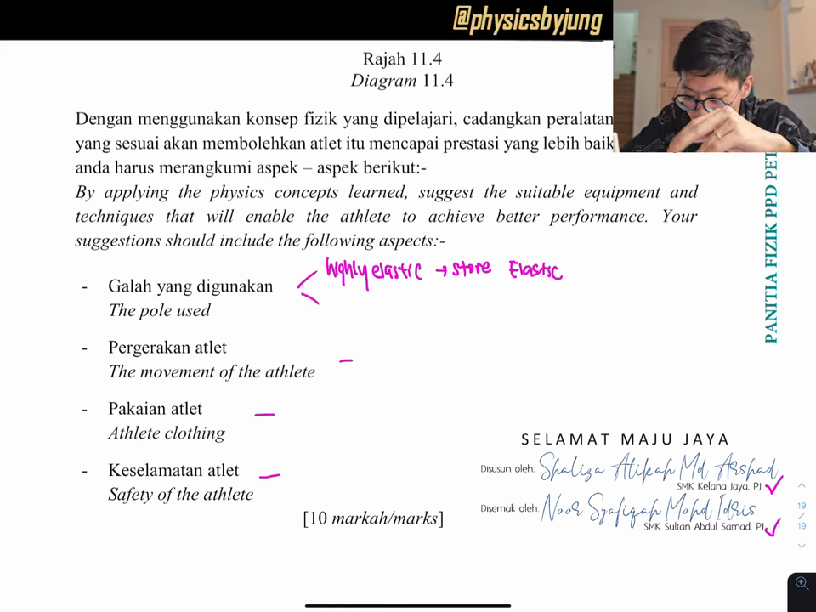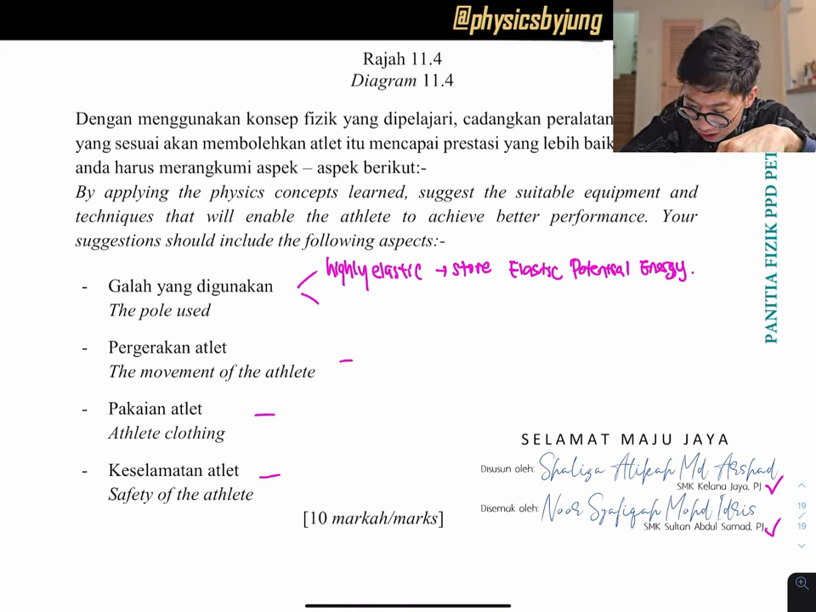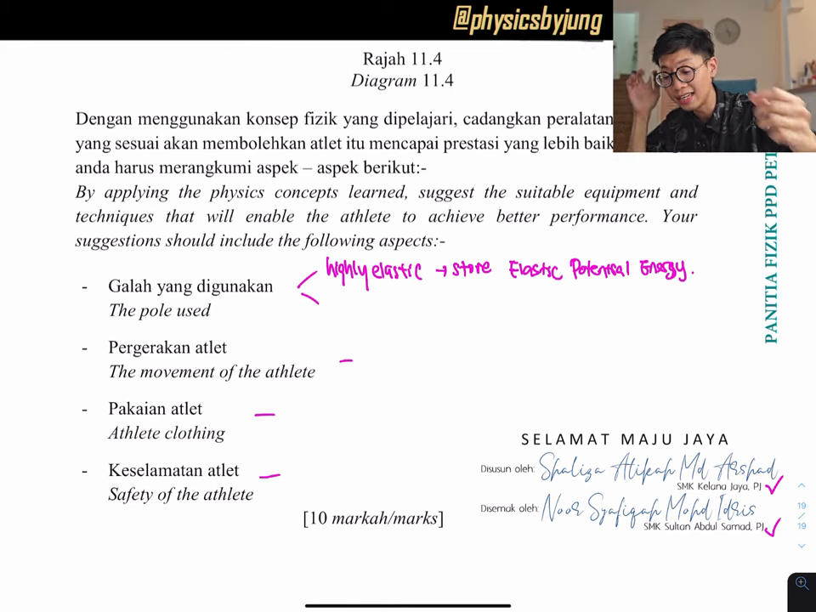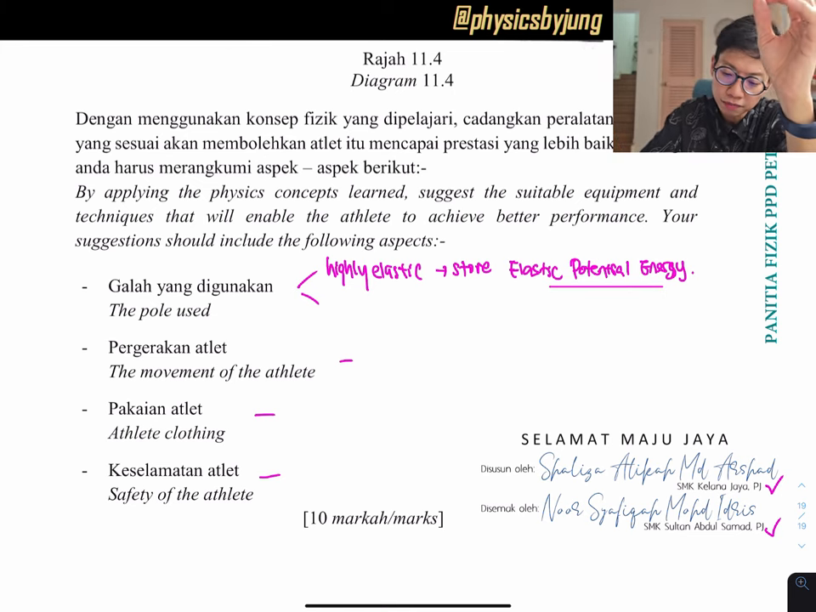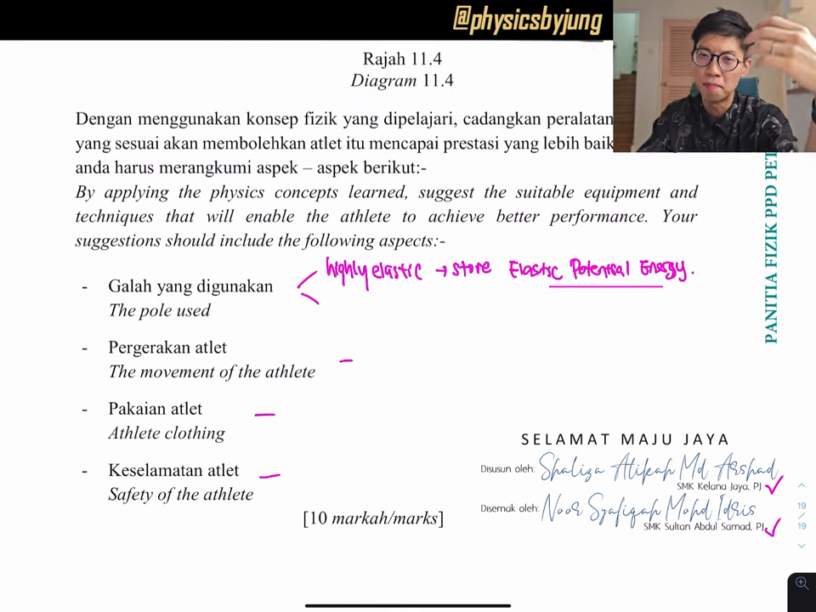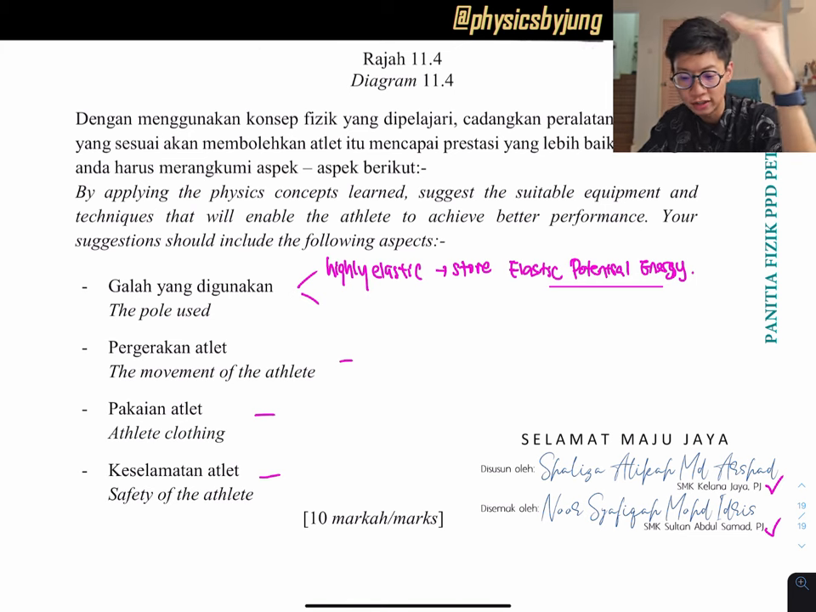So what do I want it to store? I want it to store this thing known as elastic potential energy, so that if it's highly elastic, then it will be able to store elastic potential energy to push the person higher. So this is a physics term, alright? I don't like the answer, can bend. Why do you want it to bend? So that you can store the energy up.